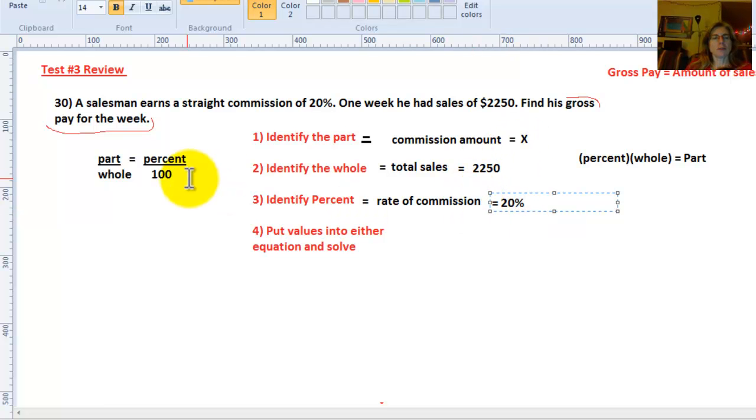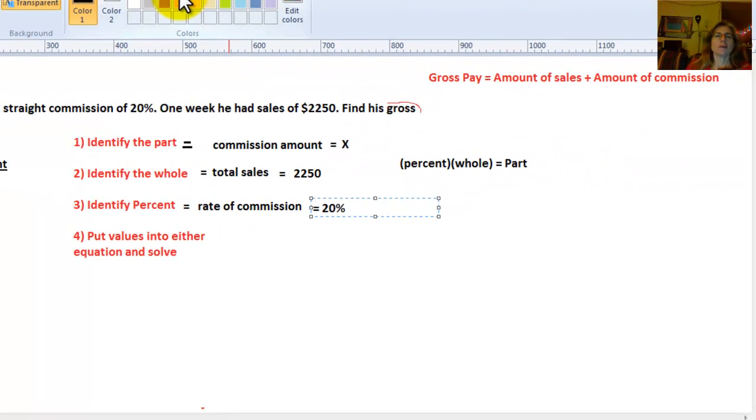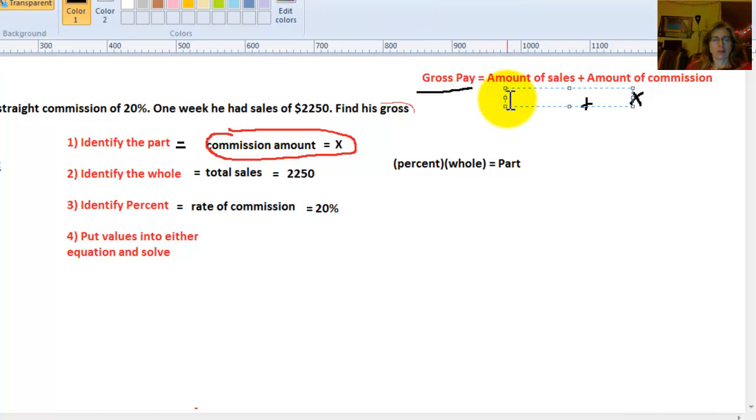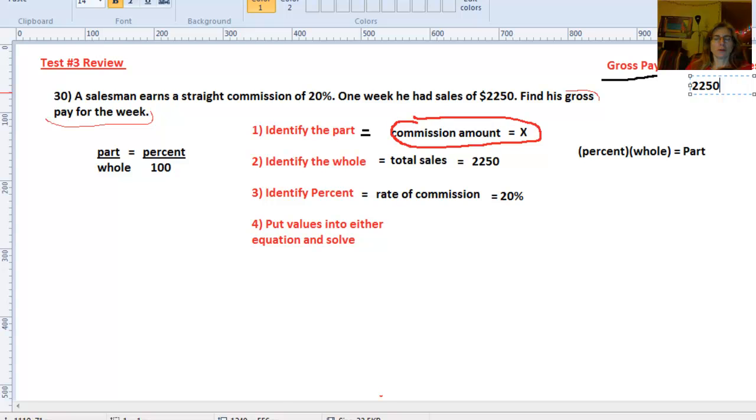Now you could plug these numbers into this equation and this equation, and that will calculate our X. But remember, our X is the commission amount. It is not the gross pay, which we have to ultimately find. The gross pay will be the amount of commission, this X, plus the total amount of sales, which we already know, $2,250, that's given in the problem. So we have to solve for this X to plug over here. Alright, so let's begin to do that.